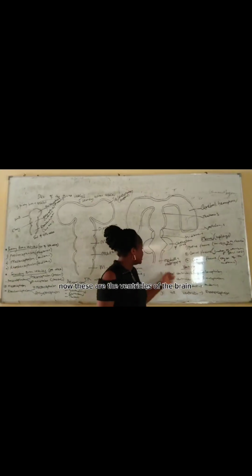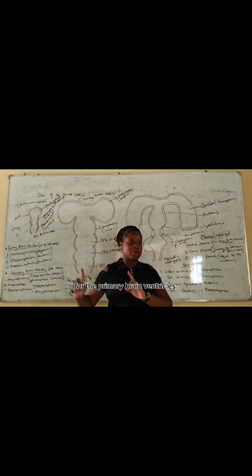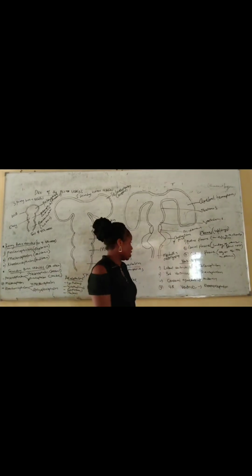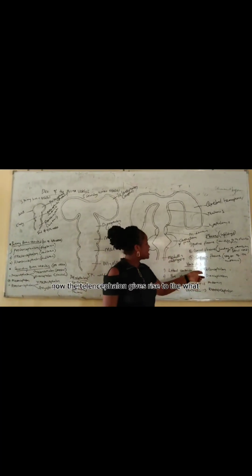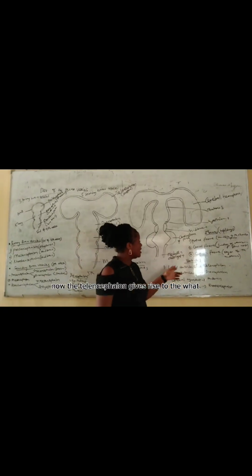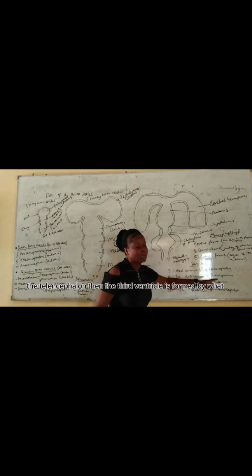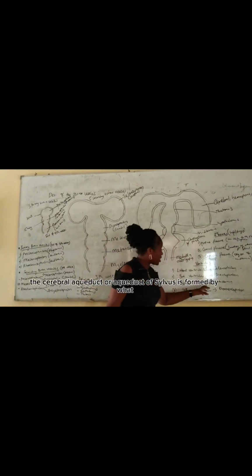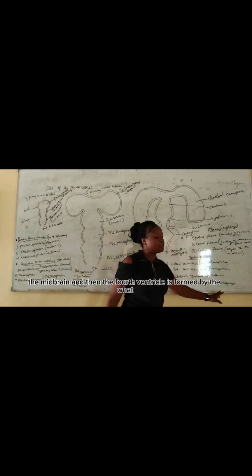Now the next we're going to is the ventricles of the brain. These are the ventricles of the brain, and you need to know that during the development of the brain, both the primary brain vesicles and the secondary brain vesicles give rise to ventricles. The telencephalon gives rise to the lateral ventricles. So you see one of the ventricles here and the other. There are two lateral ventricles formed by the telencephalon. Then the third ventricle is formed by the diencephalon. The cerebral aqueduct or aqueduct of Sylvius is formed by the midbrain. And then the fourth ventricle is formed by the Prosencephalon.